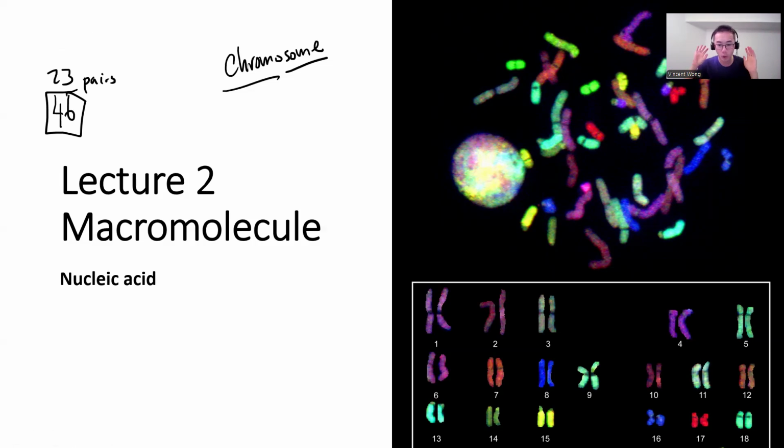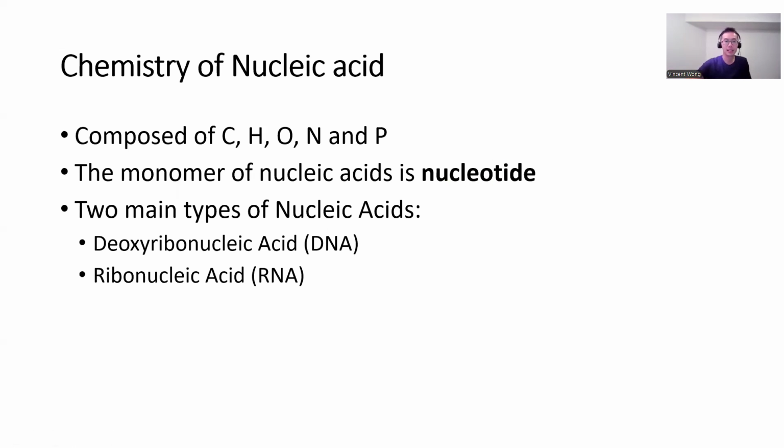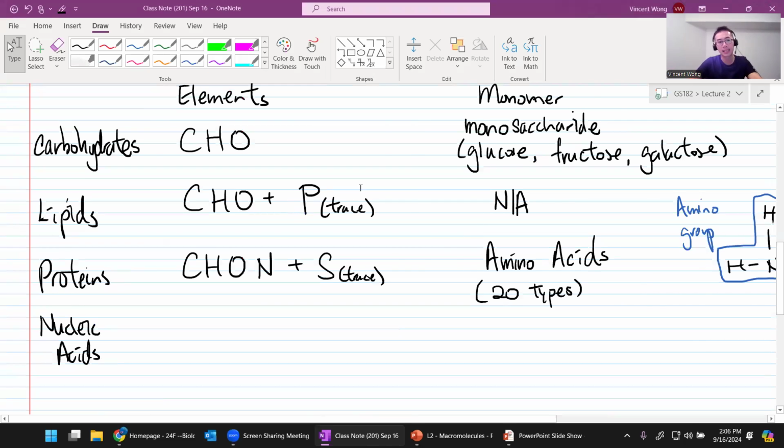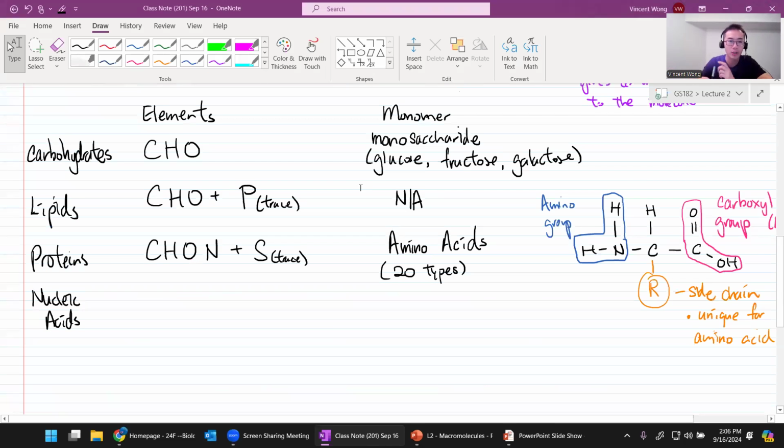We will learn a lot more about DNA later on in the course, but for now, let's just go through some of the basics. If you still have the class notes, please pull them out. We're going back to this table that we haven't finished. We're at nucleic acid now, the last thing in the macromolecule lesson. The elements that make it up are the standard CHO and NP, nitrogen and phosphorus.